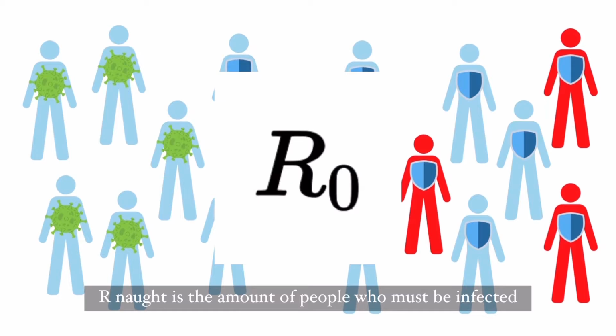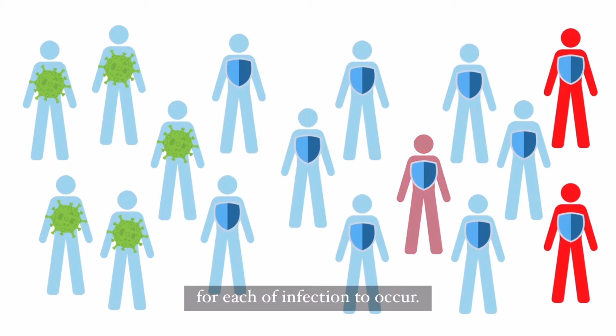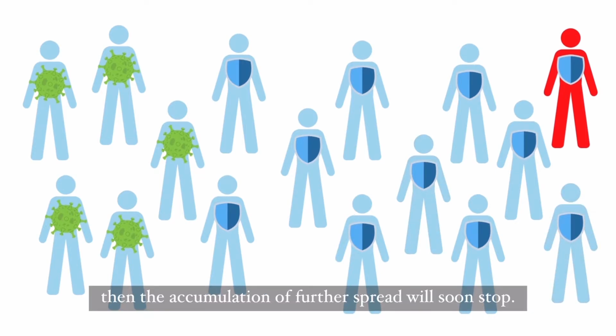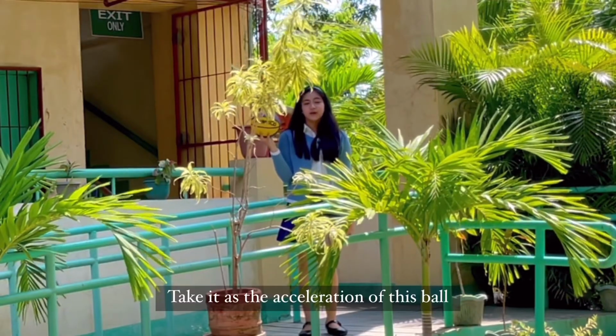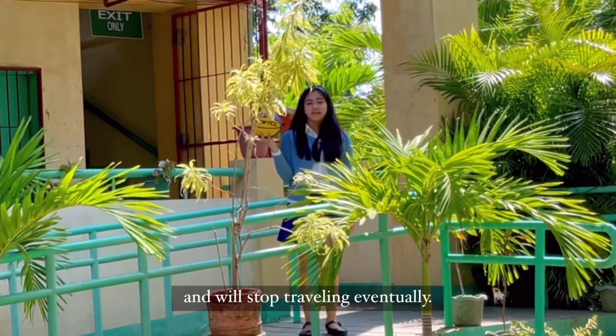R naught is the number of people who will be infected for each case of infection. If this value reaches zero, then the accumulation of further spread will soon stop. Take it as the acceleration of this ball that decreases its velocity and will eventually stop traveling.